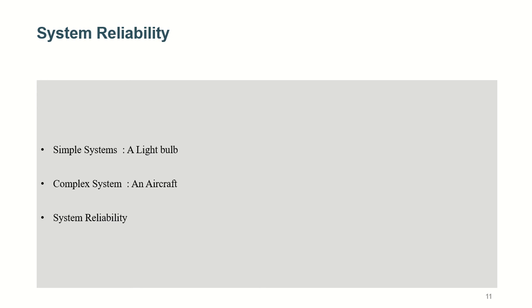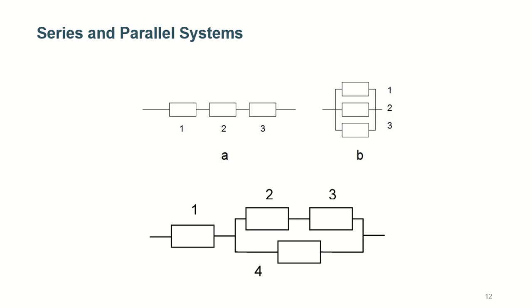So firstly, let's see reliability for a series system. Basically, first let's see what is a series and parallel connection of system. Here in picture A you can see my signal is going into system 1. It is getting an output, and the output of system 1 is going into system 2, and the output of system 2 is input to system 3, and system 3 is providing the output. So this is your series system.